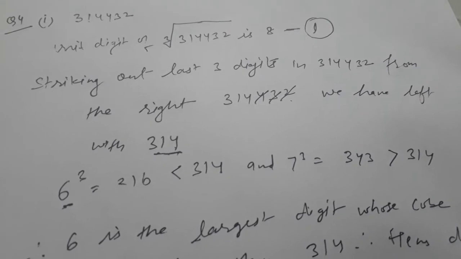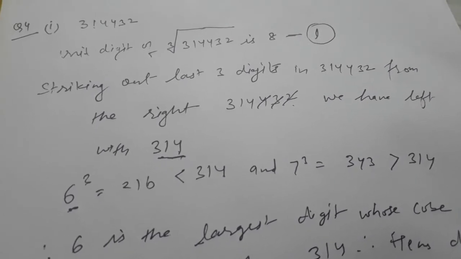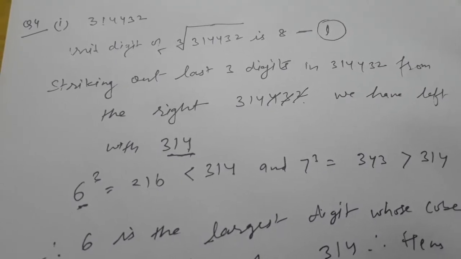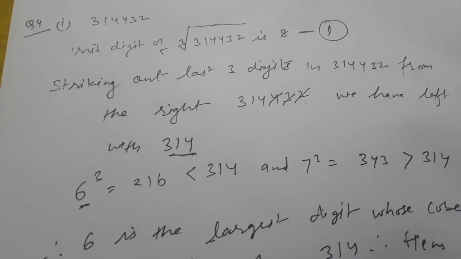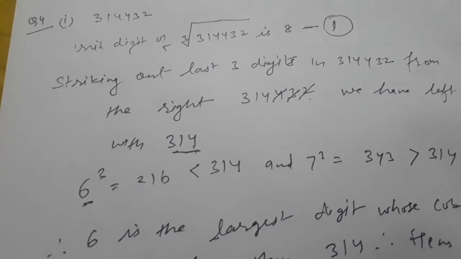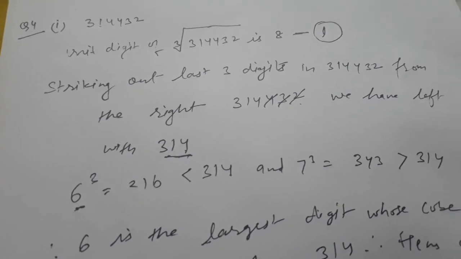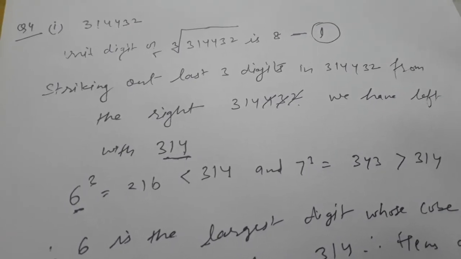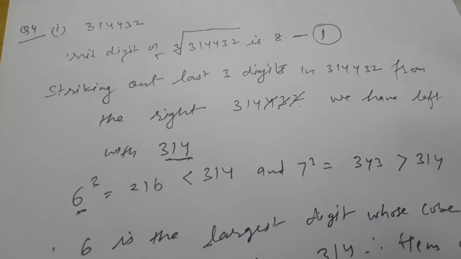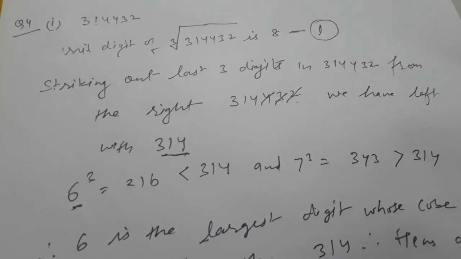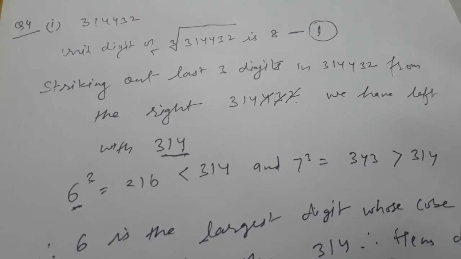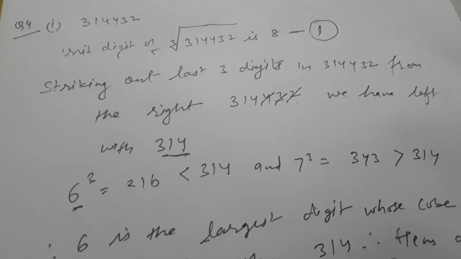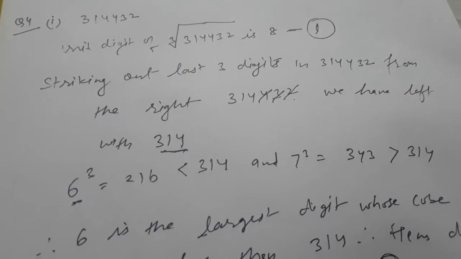What we have done so far: first of all, we looked at the unit place, and the unit digit of the cube root of the given number would be the cube of the unit place. Here 2 is given as the unit digit, so the cube root's unit digit is 8. Then we have to strike out the last 3 digits from the right of the number. So we struck out 432 and we are left with 314.